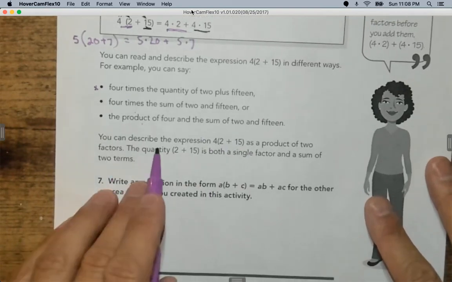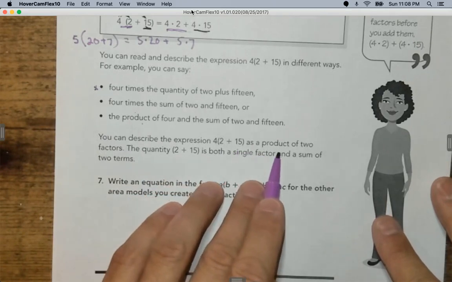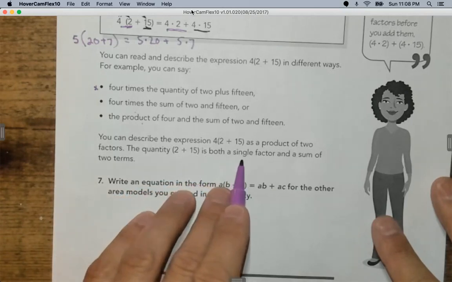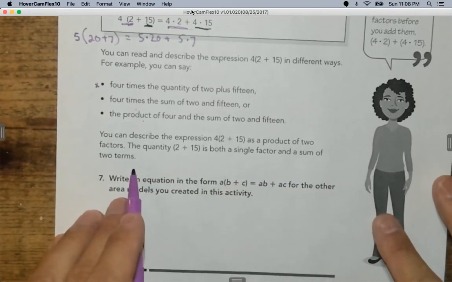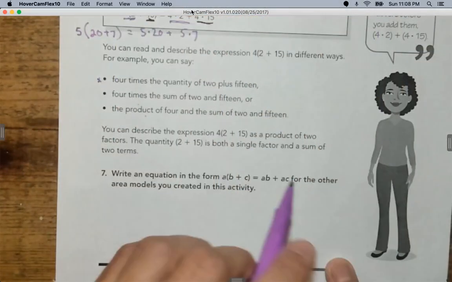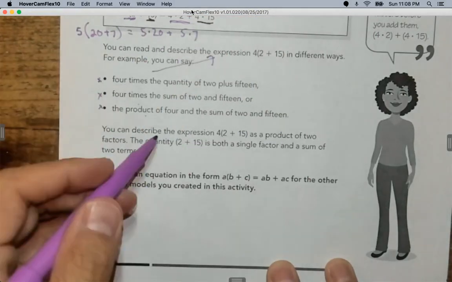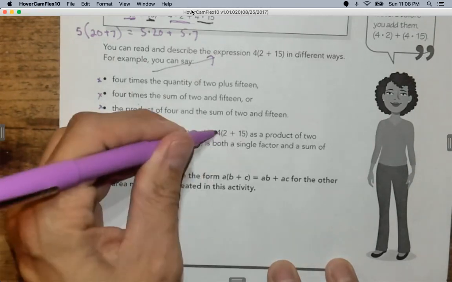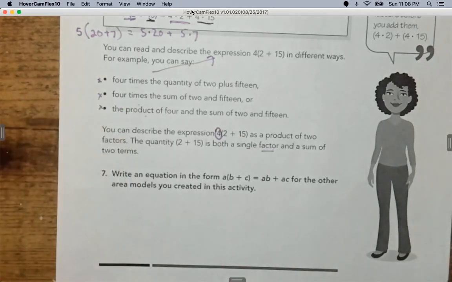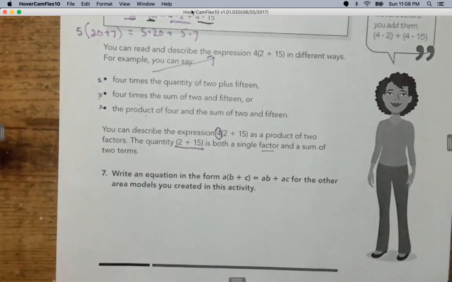You can describe the expression 4 times the quantity of 2 and 15 as a product of two factors. The quantity 2 plus 15 is both a single factor and a sum of two terms. Now, this is confusing stuff, which is why it's important for us to read through it. Right here, these three things are ways that we can say this. And they're just trying to say there's two main parts here. The 4 is one part, and when they use the word factor, they're talking about multiplication. So 4 is one of the factors, and then 2 and 15 is the other factor. Okay?